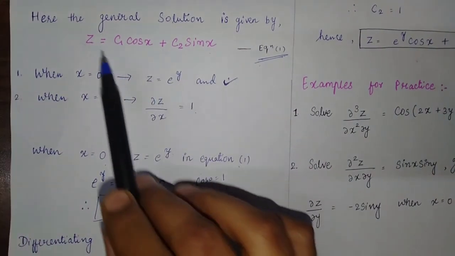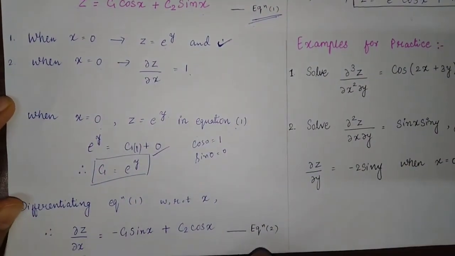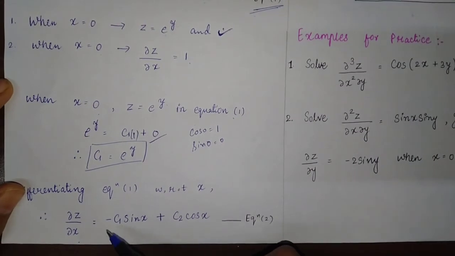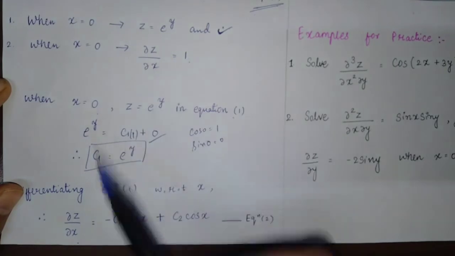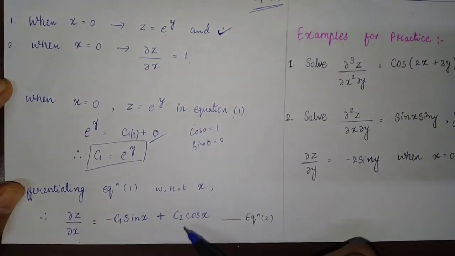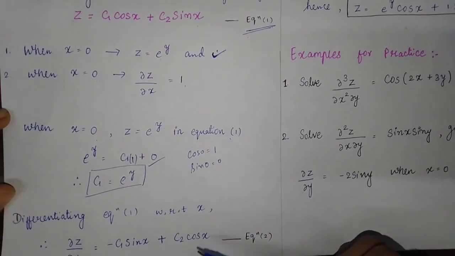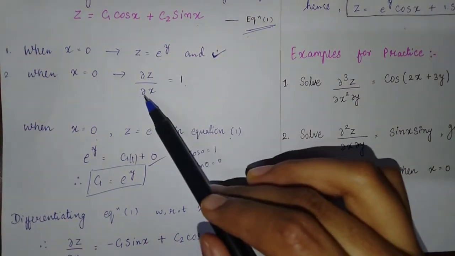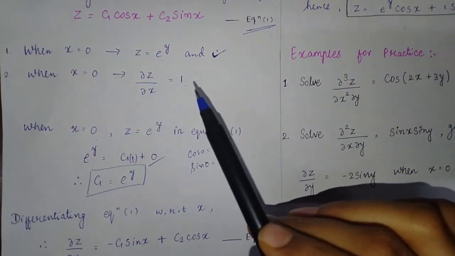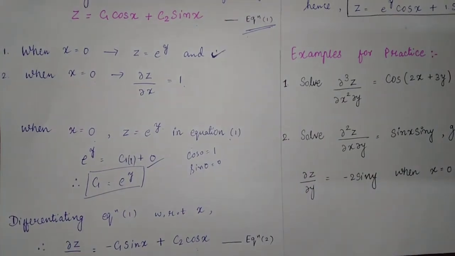So if we differentiate this equation on both sides, what will we get? del z by del x equals minus c1 into, the differentiation of cos x is minus sin x, plus c2 into, the differentiation of sin x is cos x. Okay. We differentiated both sides because we have to put 1 in place of del z by del x.